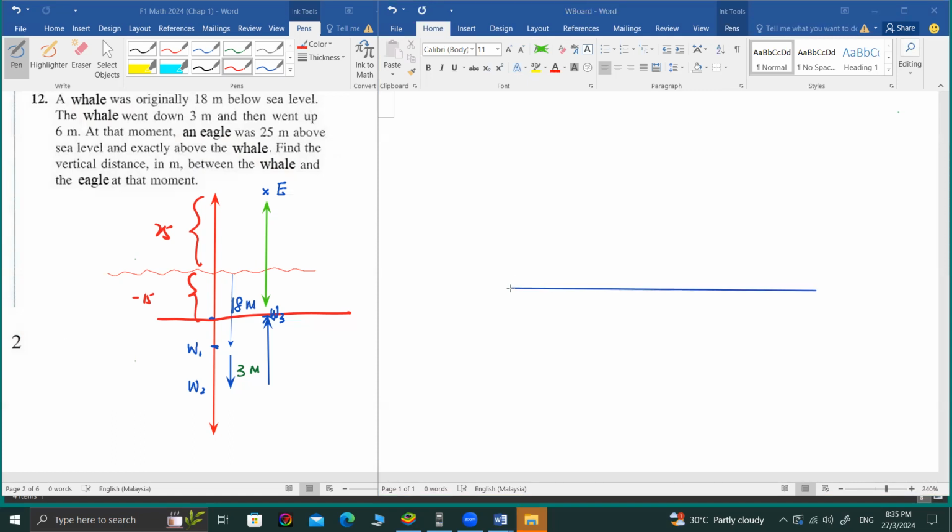This is sea level. Sea level means, like I taught you about 0, remember? 它是属于零来的吗？零吗？That's why I go negative 18, down 3, negative 18 meters, went down another 3 meters, back up another 6 meters. The whale is at negative 15 meters, right? There is an eagle, 25 meters on top.